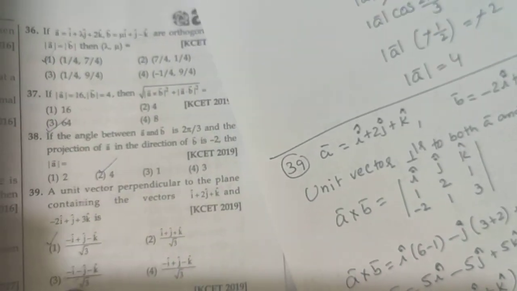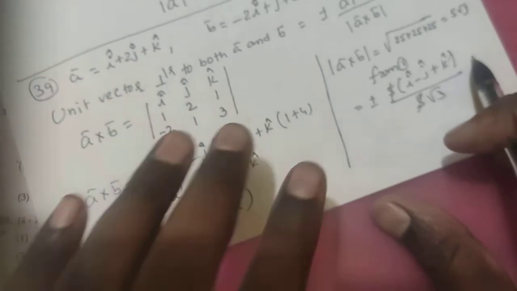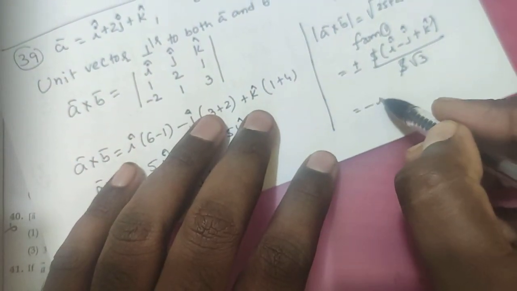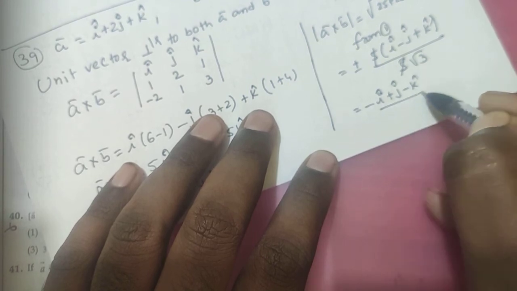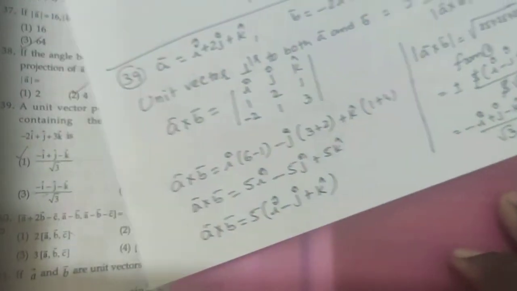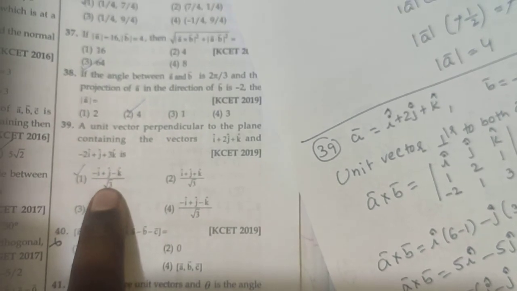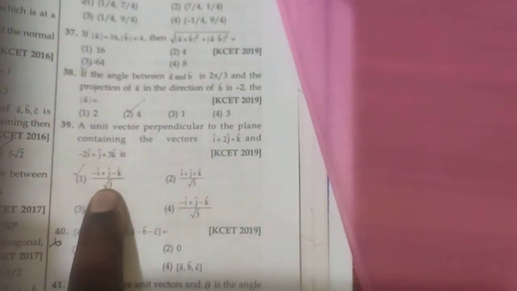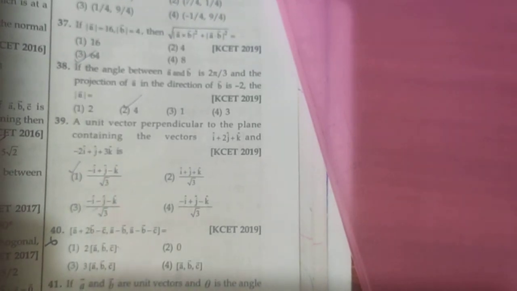i minus j plus k by root 3 is not given in these 4 options. That's why we will take minus. If you multiply with minus, what will we get? Minus i plus j minus k by root 3. This is the final answer. That is given in which option? First option. Therefore, the first option is the correct one for this question number 39. Okay. Next, question 40 is a deleted portion. That's why we will discuss question number 41.